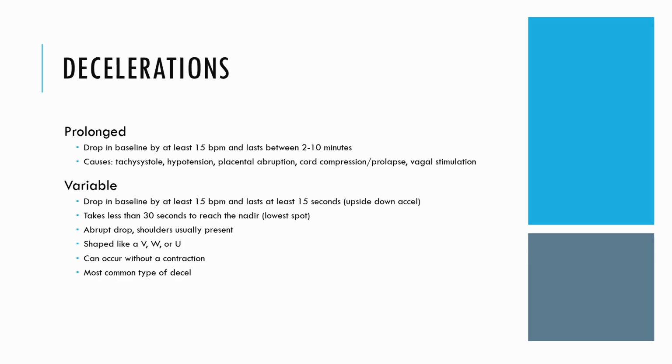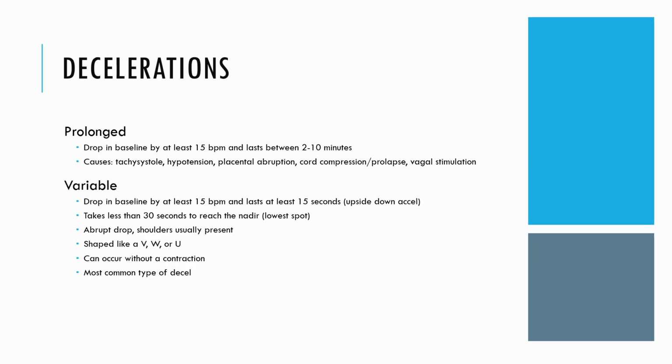So with a prolonged deceleration, we have a drop in our fetal heart rate from baseline. It drops by at least 15 beats per minute, and it lasts between 2 to 10 minutes. Okay, so it's a very long, a prolonged amount of time that our heart rate is down. This can be due to a couple of different things. One, tachysystole, so too many contractions, hypotension in mom, placental abruption, cord compression or prolapse, or vagal stimulation. Okay.